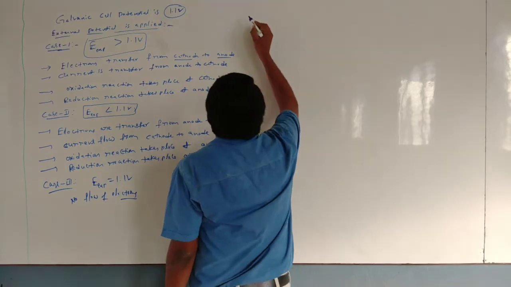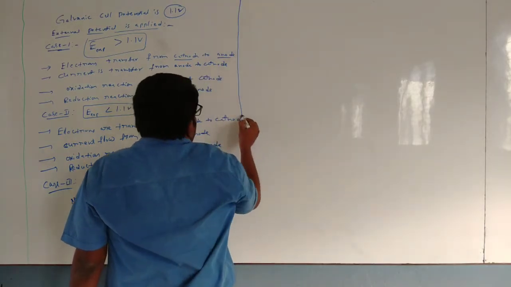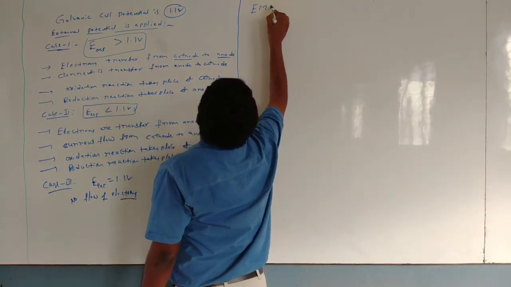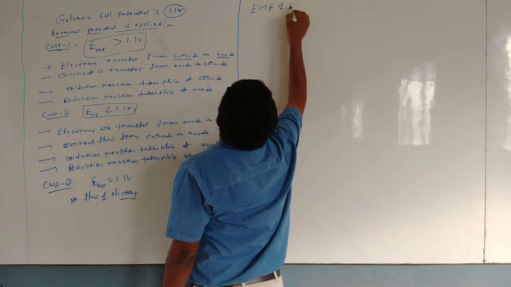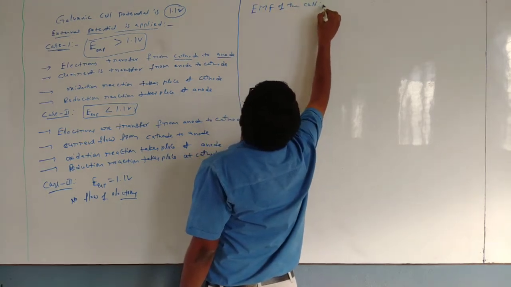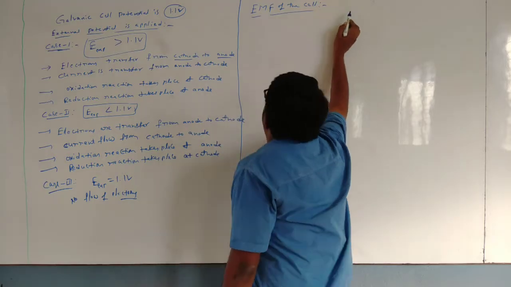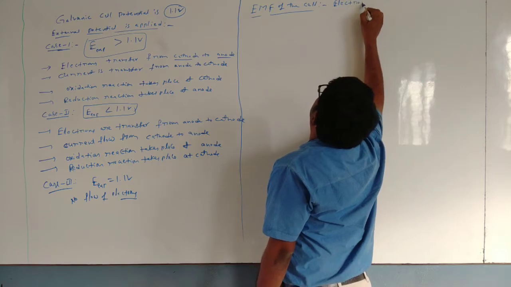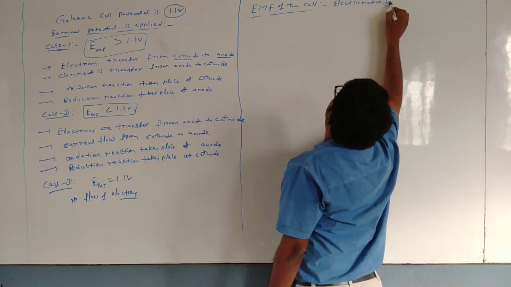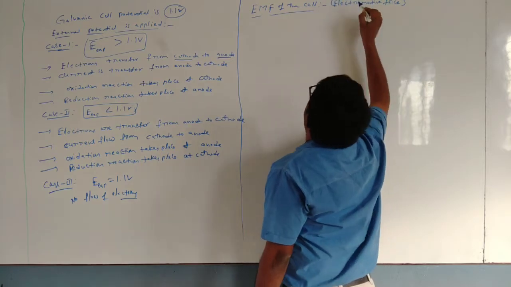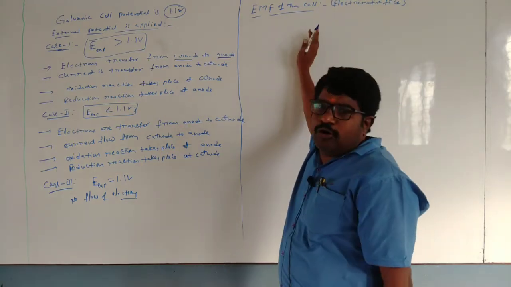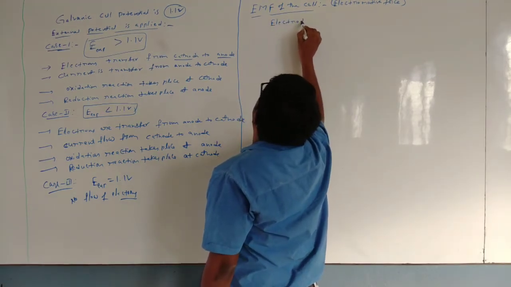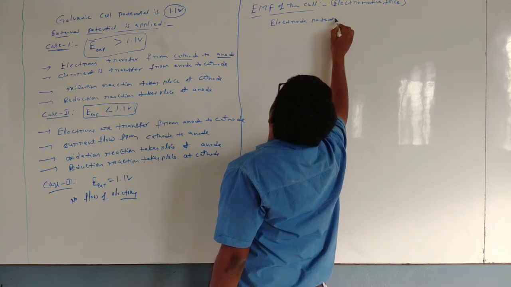Next one is the EMF of the cell. How to calculate EMF, electromotive force. The EMF of the cell is also called electromotive force. It is also called electrode potential.